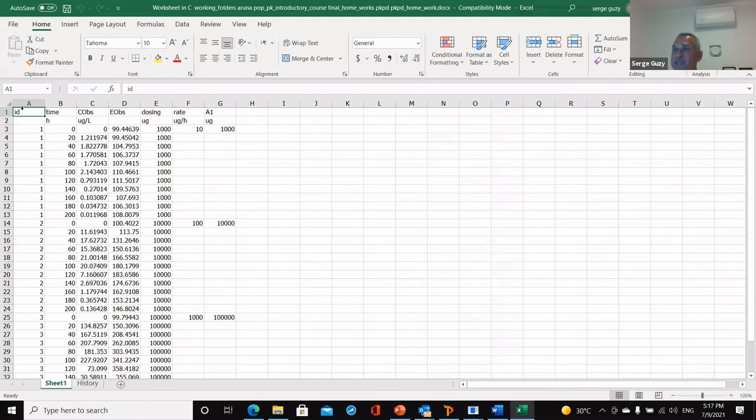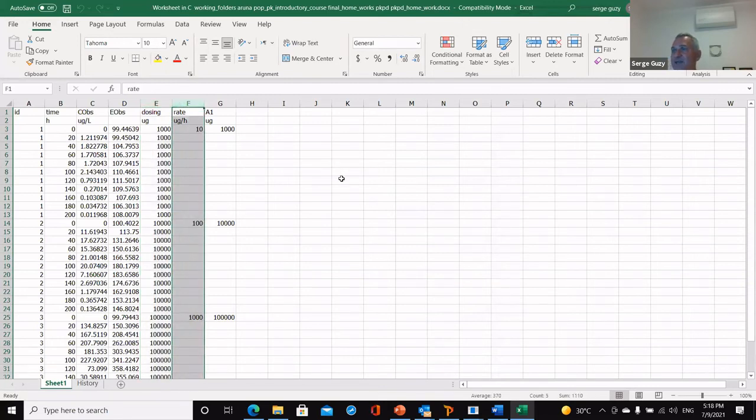Usually what you are going to see is a column for the ID, which is the patient number, then a column with the time, and then a column with the PK observation, and usually we put units, then a column with the PD observation, and then I add here as a strata the dosing level. Here we have 1,000, 10,000, and 100,000.